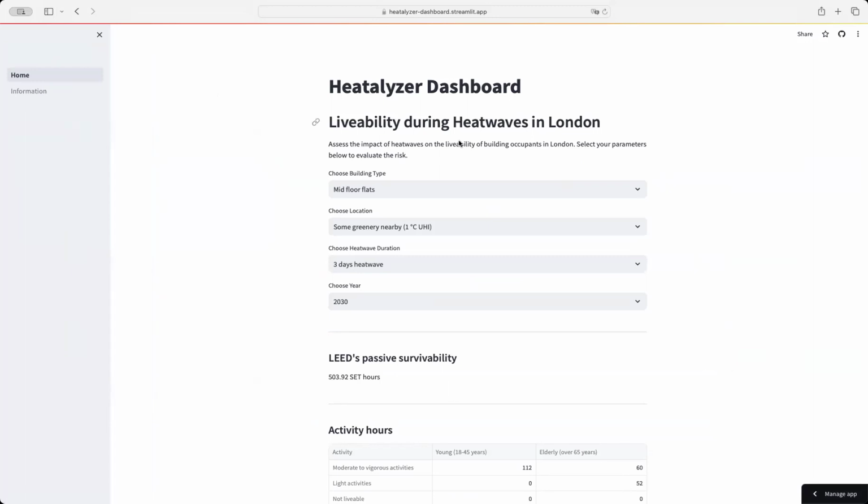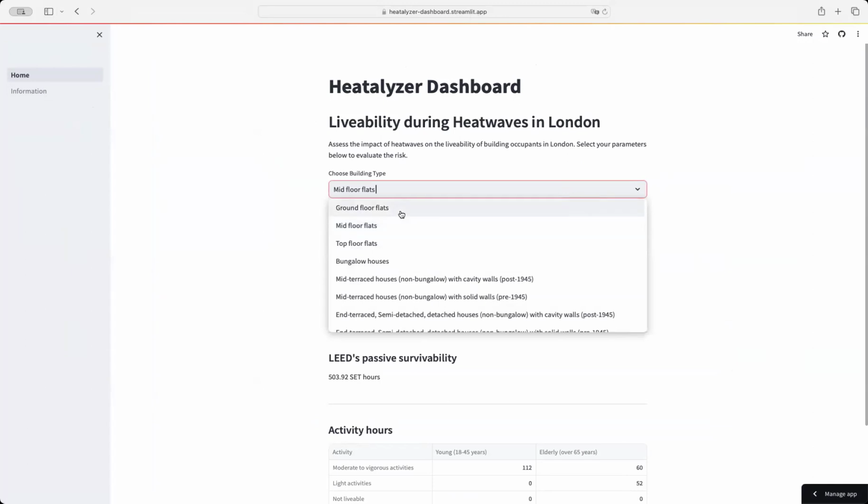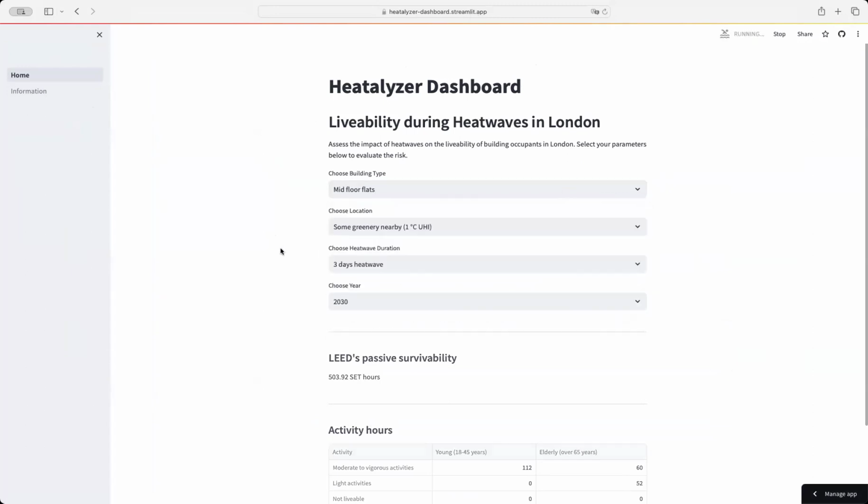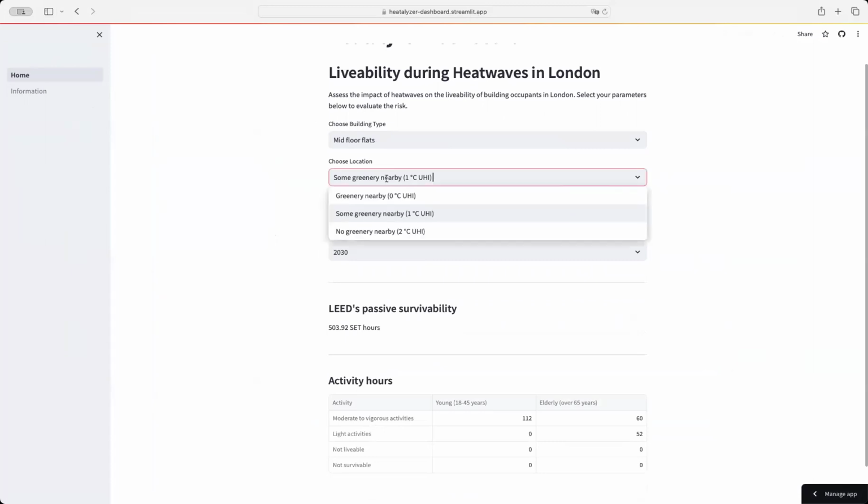Okay, yes, so essentially what you could do here is, I'll move this up. You have different selections, so you can choose the building type, which would be ground, mid, top floor flats, like all these different housing types that overall represent the UK housing stock. So we can, for example, select this mid floor flat.